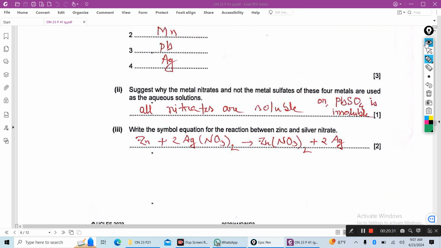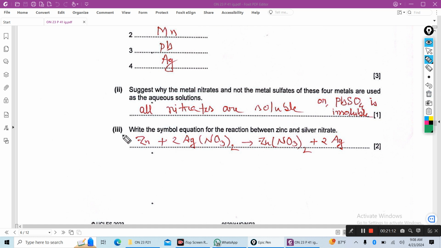And then number 2, suggest why the metal nitrates and not the metal sulfates of these 4 metals are used as the aqueous solution. And you know, all nitrates are soluble, but lead sulfate is insoluble. So you can write that metal nitrates are used because all metal nitrates are soluble, or you can write lead sulfate is insoluble.